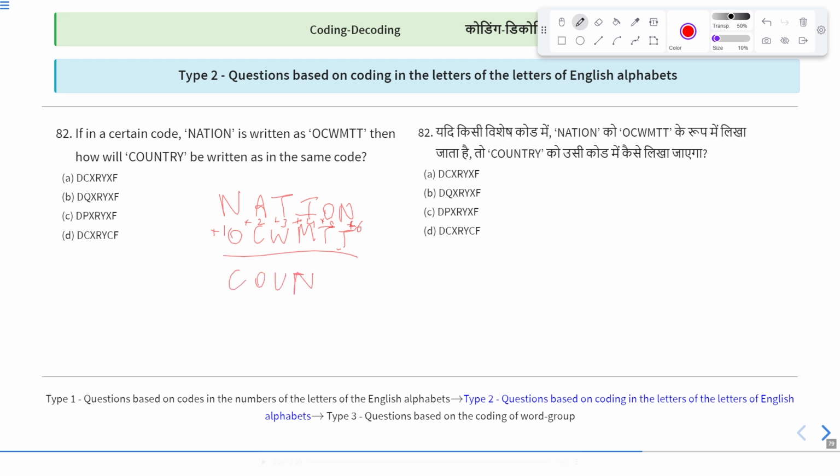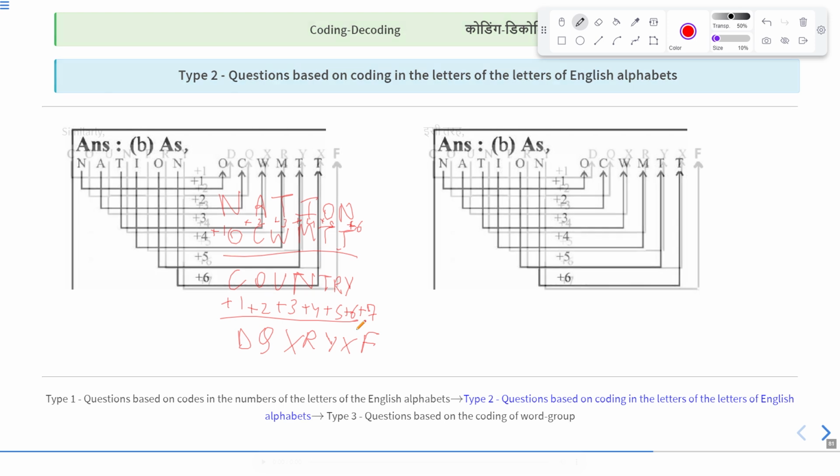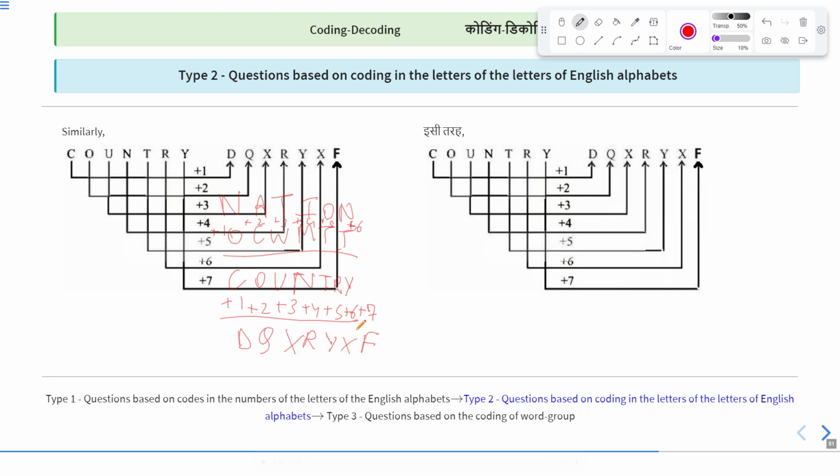So country, C O U N T R Y. Country means we add 1, we get C plus 1 D. O plus 2 Q. U plus 3 is X, M plus 4 is R, T plus 5 is Y, R plus 6 is X, Y plus 7 is F. Again, plus 1, 2, 3, 4, 5, 6, 7 gives DQXRYXF.